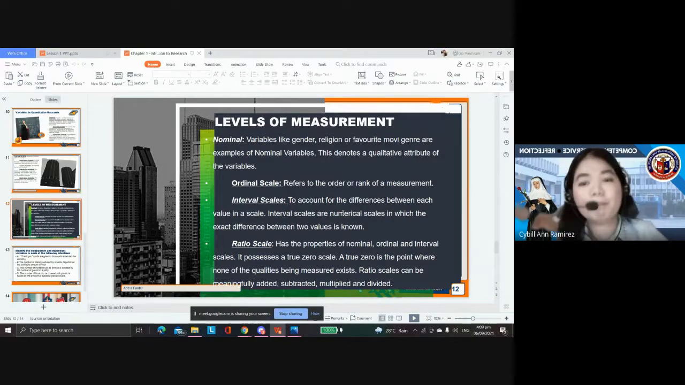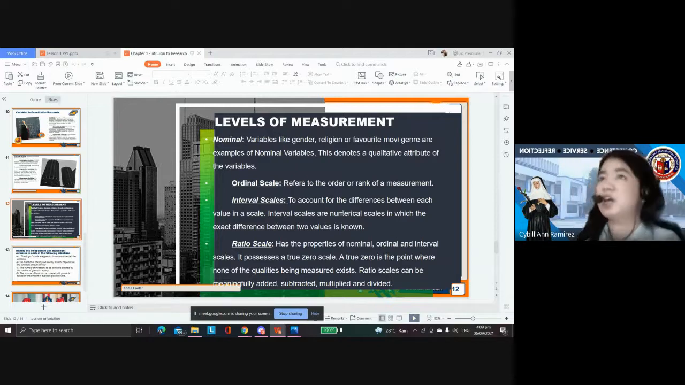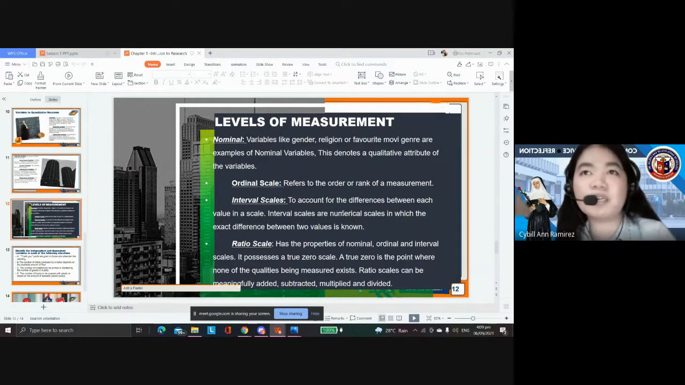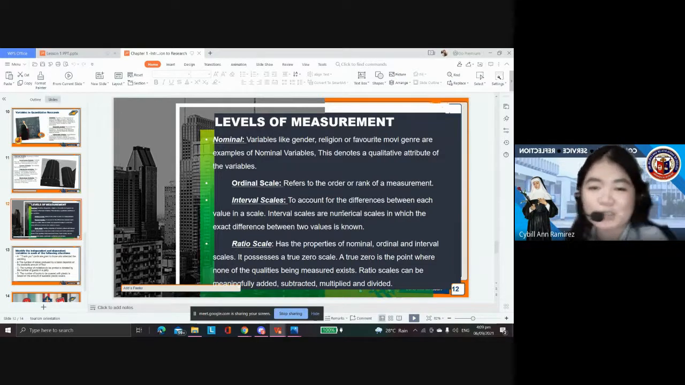Meaning, muambak siya gani usahay. Like for example, somewhere between, ma'am, ang edad sa mga kalahok is somewhere between 17 to 19 years old. Somewhere in between. That's an example of interval scale. Okay? So wala siya'y true zero scale.